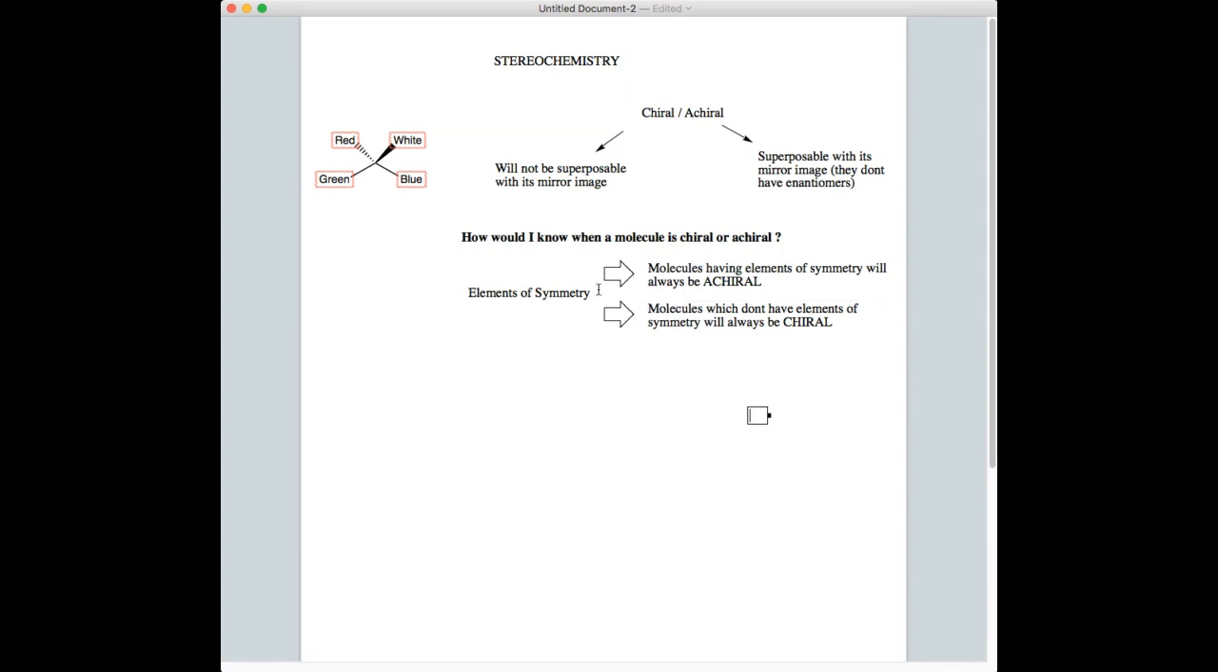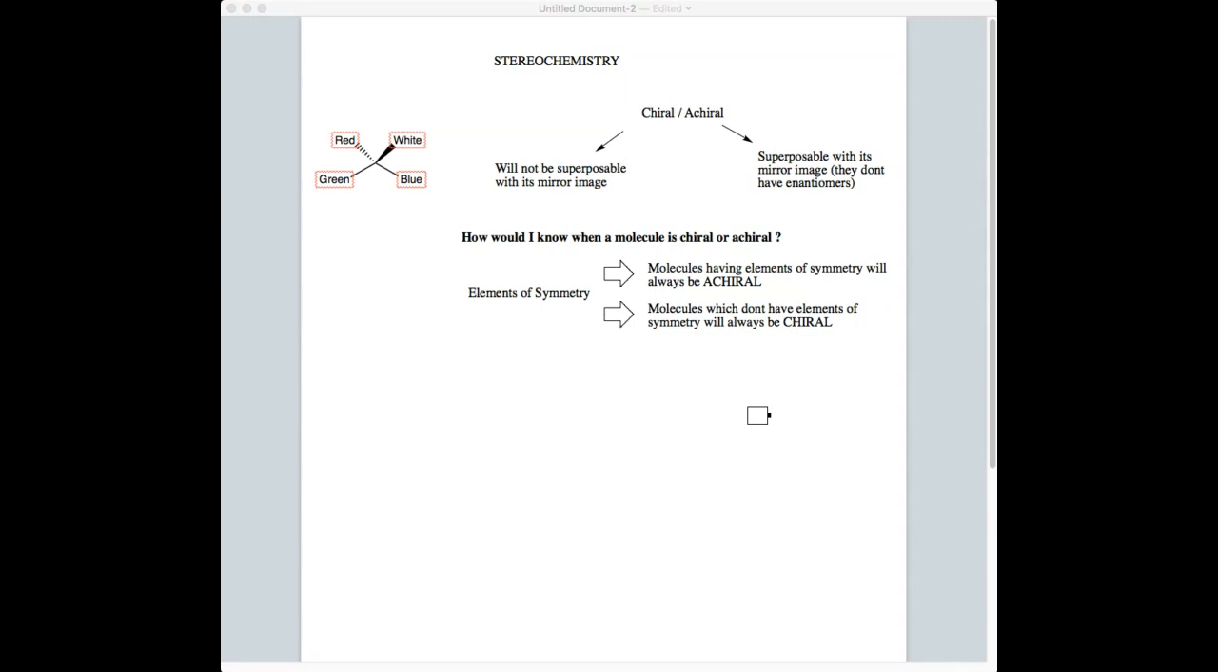Okay. So that's the first definition. So chirality can be defined based on element. So I'm going to show you an example now.